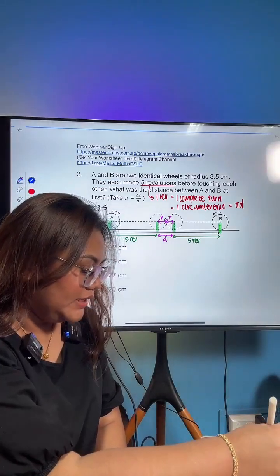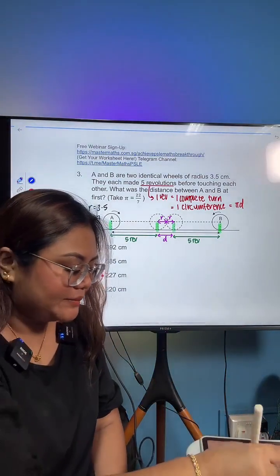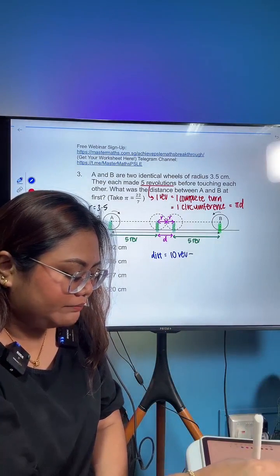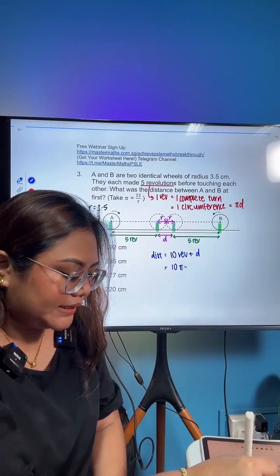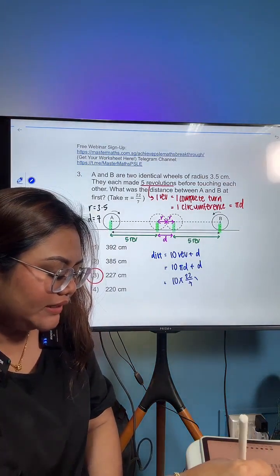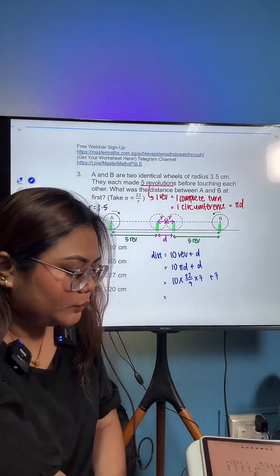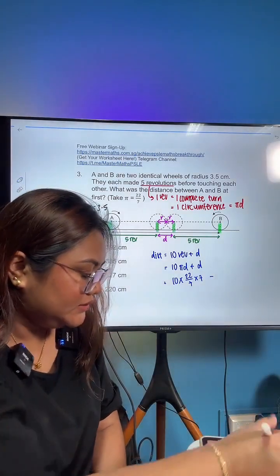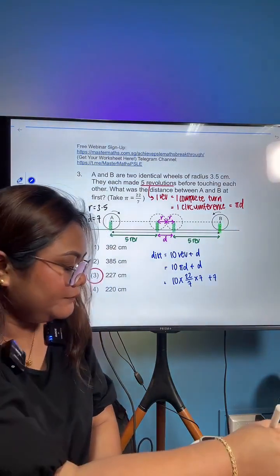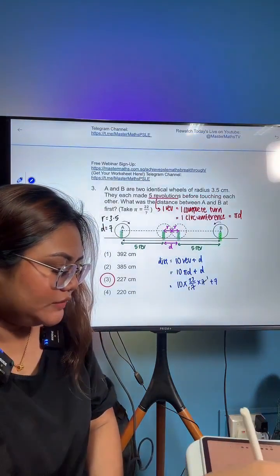How do we get number 3? Well, we just take 10 revolutions, which is 10 pi d, plus diameter. So, the distance is 10 revolutions plus the diameter. Hence, we are looking at 10 pi d plus another diameter. That's 10 times 22 over 7 times 7, plus another 7. Okay? Cancel, cancel. We should get 220 plus a 7. Hence, our answer will be 227. Okay? Cancel, cancel. We should get 220 plus 7 to give us 227.